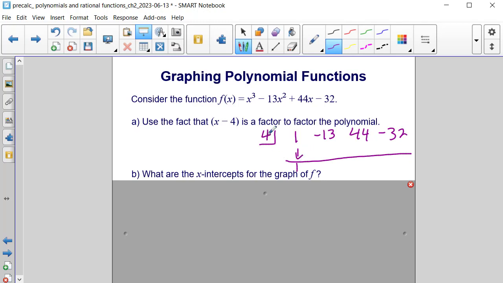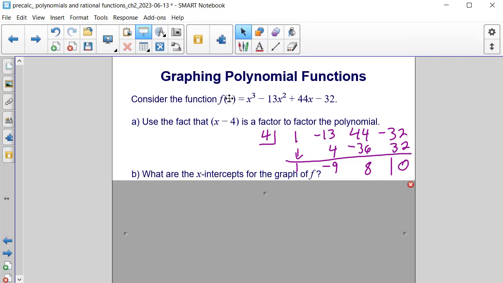First bring down the 1. 1 times 4 is 4. If we add straight down, we get negative 9. 4 times negative 9 is negative 36. And then if we add straight down, in this case it's going to be subtraction, we're going to end up having 8, and then 4 times 8 is positive 32, and then when we add straight down, we have a remainder of 0.